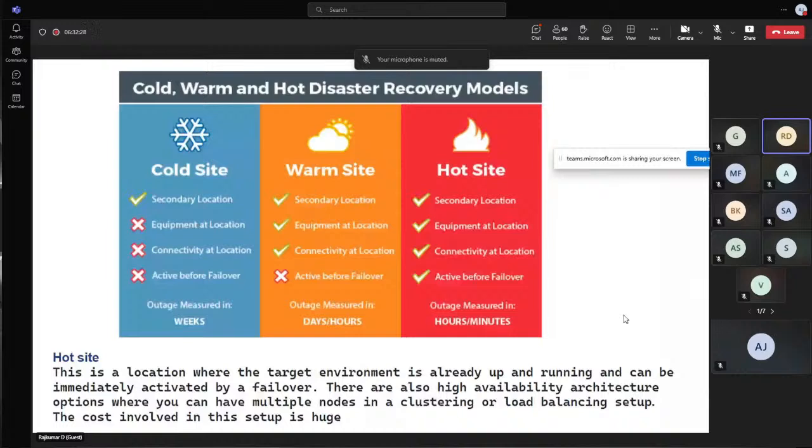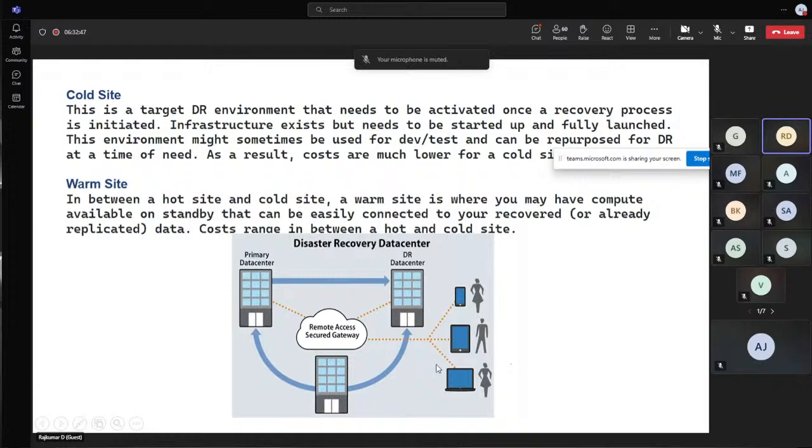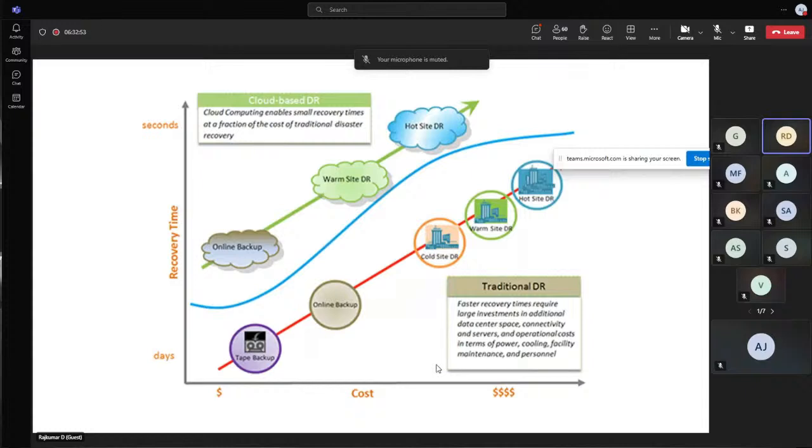But you should mention this as well in your proposals, how your recovery model is, how we can bring back your recovery as soon as possible, or whether it's going to take days to bring back. It's again talking about cold site and warm site. We're not going to discuss this.